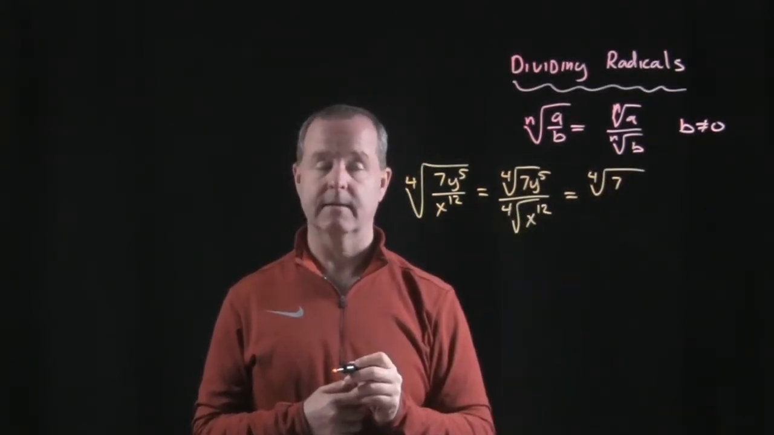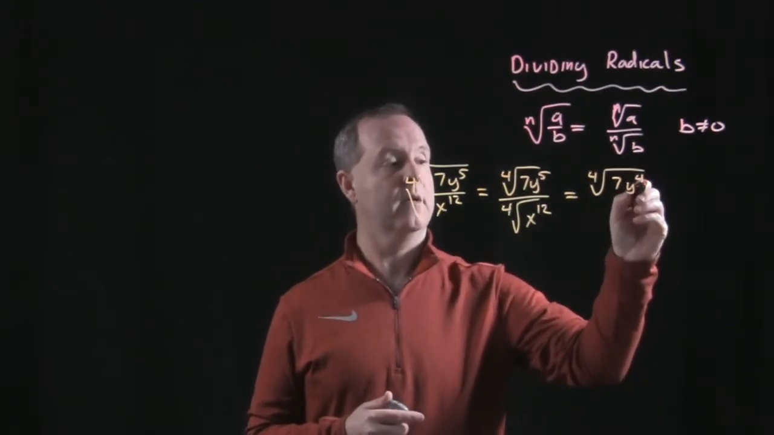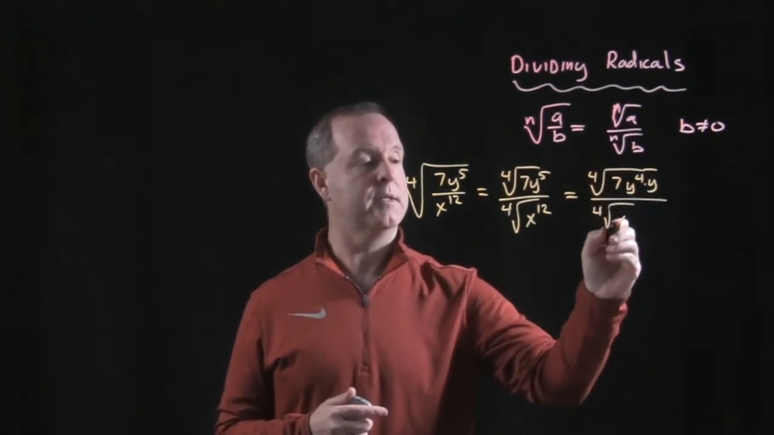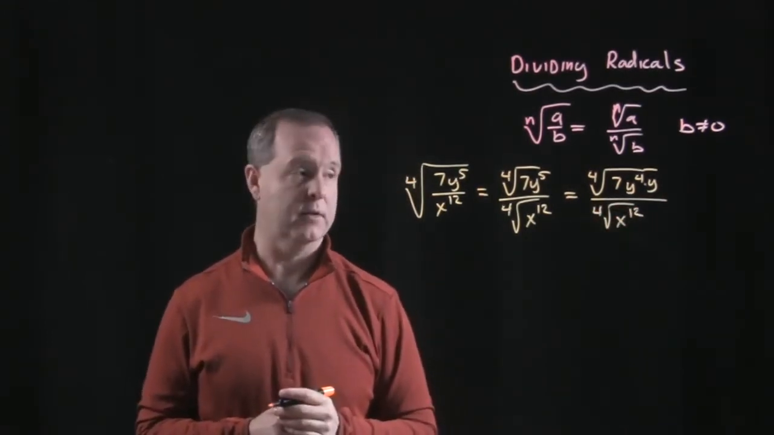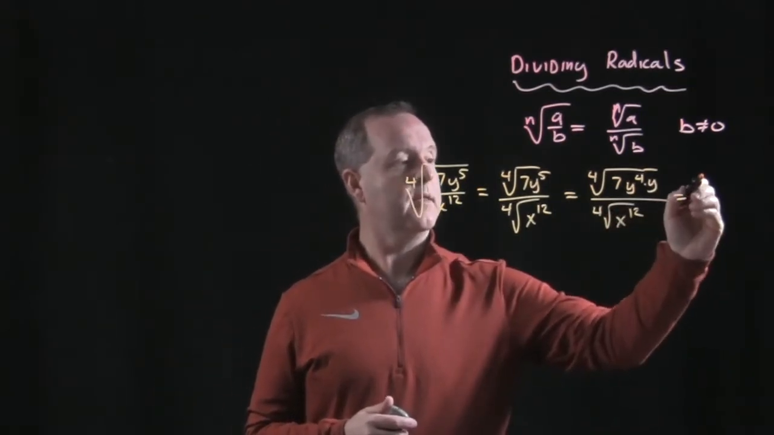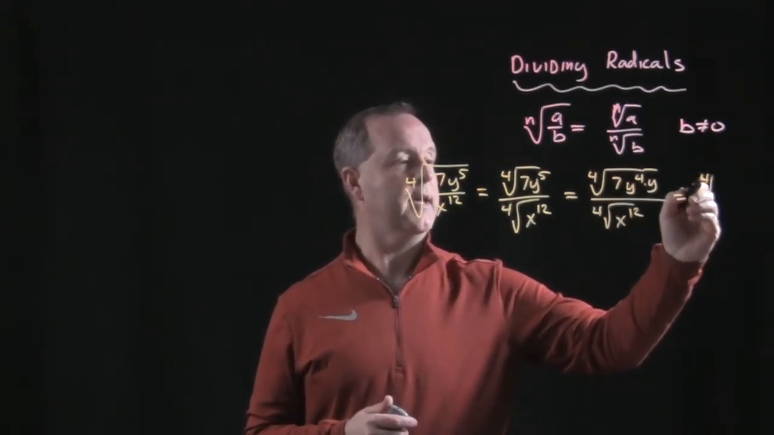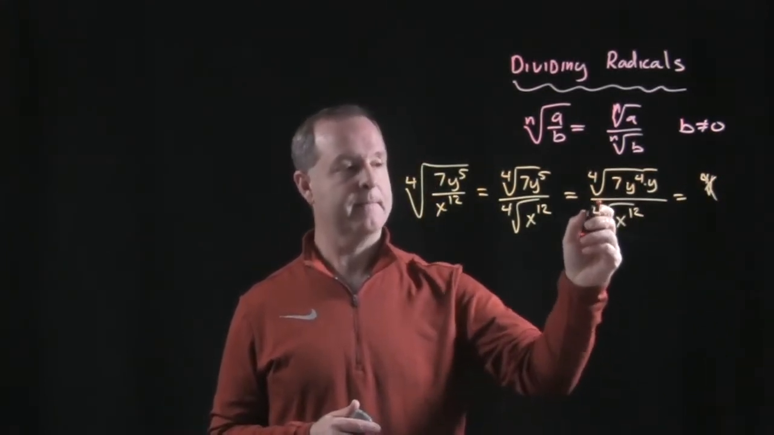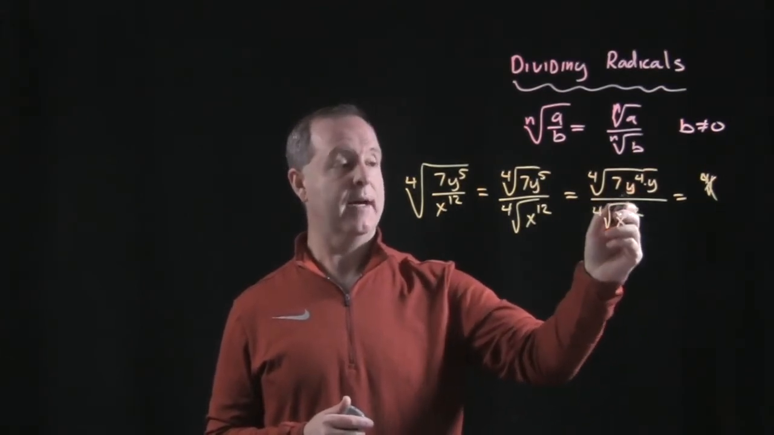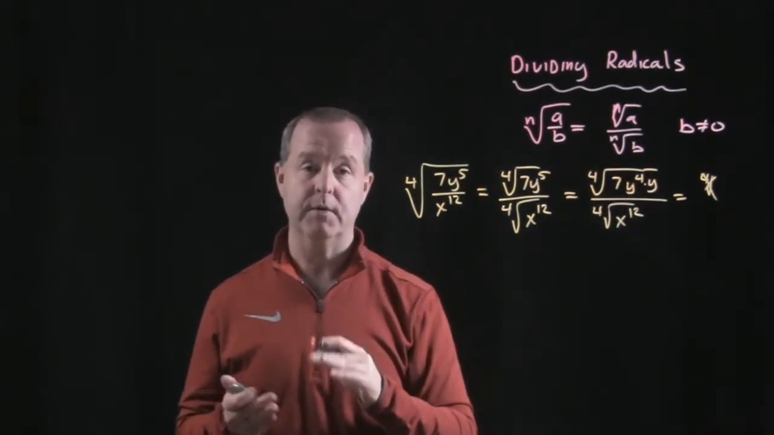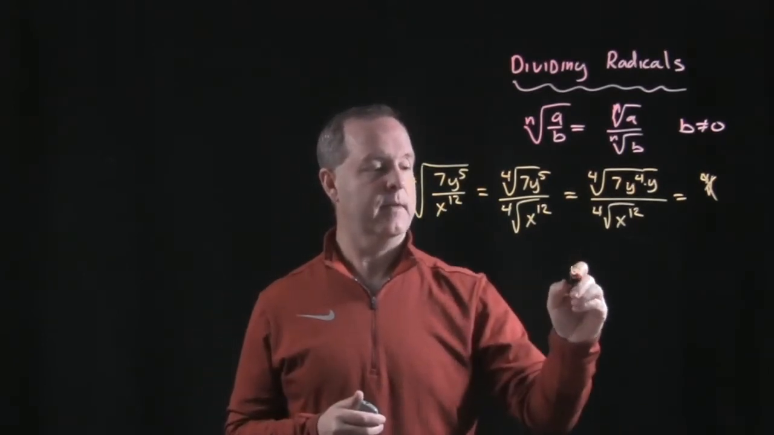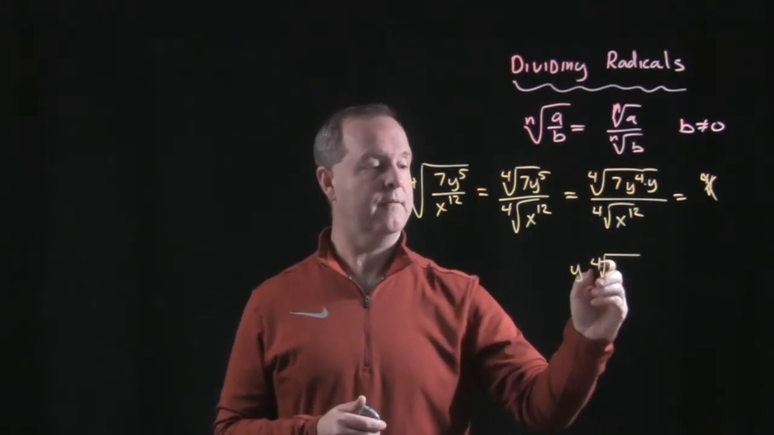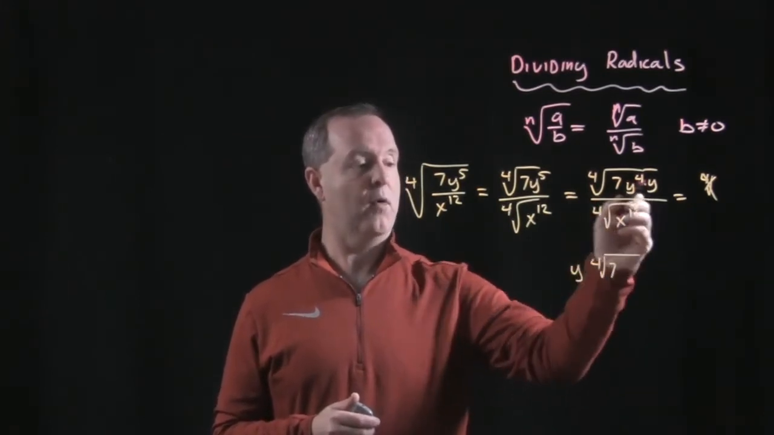Y to the 5th does. That includes a y to the 4th, with one y left over. And then I have on the bottom, of course, still the 4th root of x to the 12th. Let's write it down here. In the numerator, what perfect fourths do I have? I have a y to the 4th. So the 4th root of y to the 4th is y. The 4th root of 7 does not come out. And the 4th root of the last y.